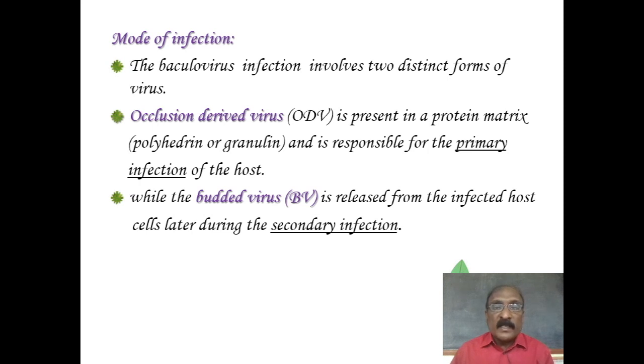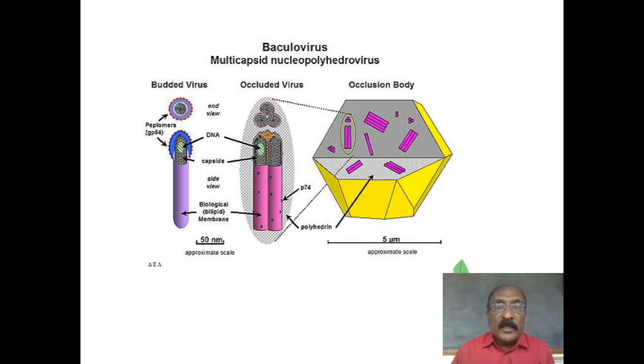Coming to the mode of action, the baculovirus infection involves two distinct forms of viruses. One is the occlusion derived virus, present in the protein matrix, that is polyhedrin or granulin, and responsible for the primary infection of the host. The other one is the budded virus, released from the infected host cells later during the secondary infection. Here you can see the budded virus, occluded virus and occlusion bodies of the baculovirus.